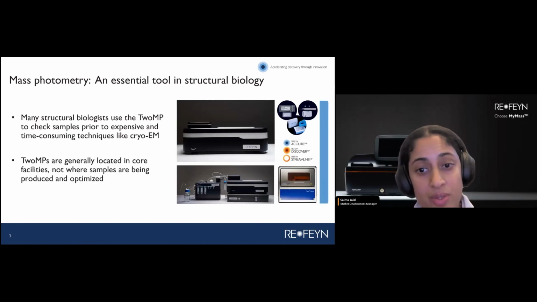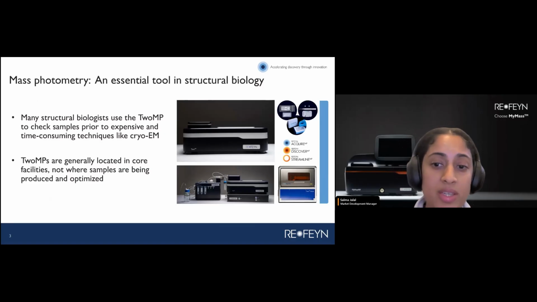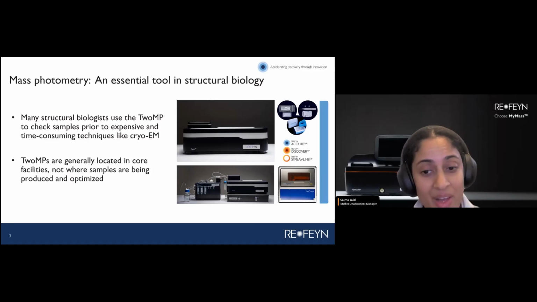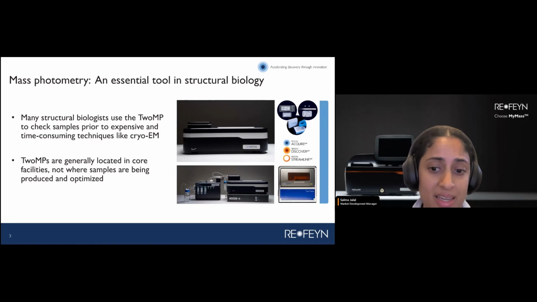Many structural biologists use the 2MP to check samples prior to expensive and time-consuming techniques like Cryo-EM. But when we speak to our users, we find that 2MPs are typically located in core facilities and not where samples are actually being produced and optimized. So for some of our users, that means if they're lucky, their 2MP is in a facility that is just down the corridor. But for others, that facility might be a few blocks away or even in a different city.